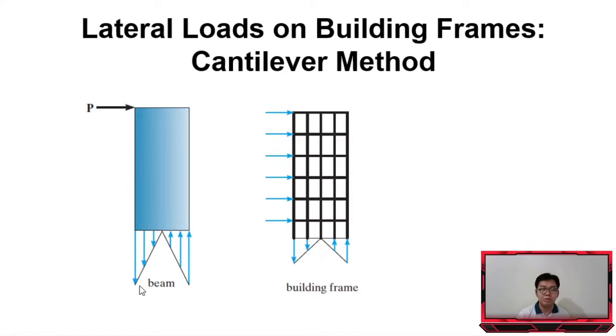Okay? With maximum sa outermost fiber. Di ba? Naalala nyo, MC over I. And then 0, okay? 0 sa neutral axis or the centroid ng section natin. Okay? So, same din dito, guys. When we try to analyze the frame, okay? Para lang itong cantilever beam.